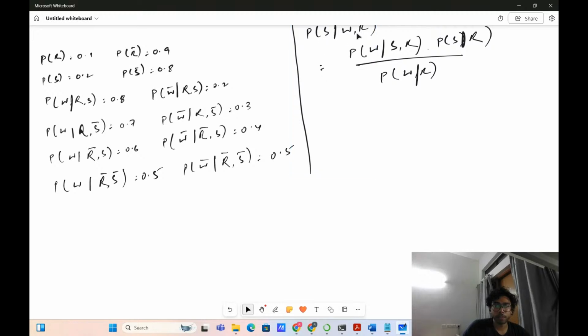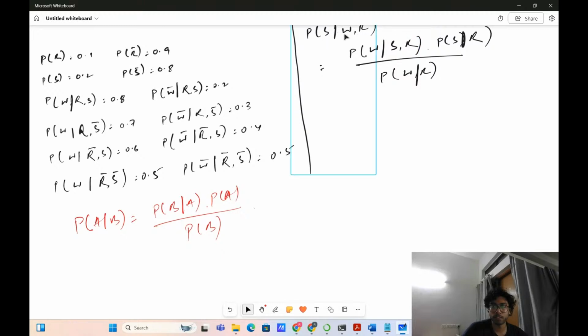So this thing, probability of A given B, if you remember from Bayes theorem, we can write it like this. Bayes theorem is probability of A given B equals P of B given A times P of A divided by P of B. So this is exactly what I've written. Probability of S given W and R is probability of W given S and R, so I just transferred W to this side, times probability of S given R divided by probability of W given R. Okay. So now we have to calculate the individual components.